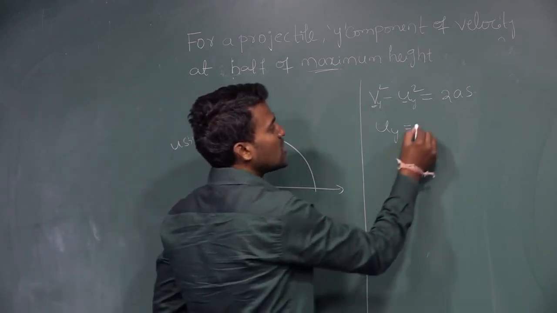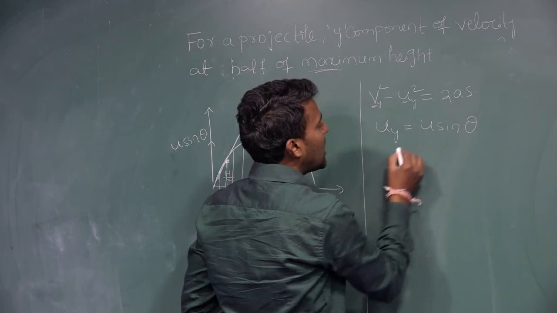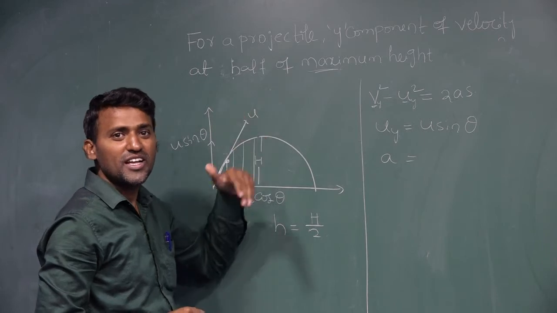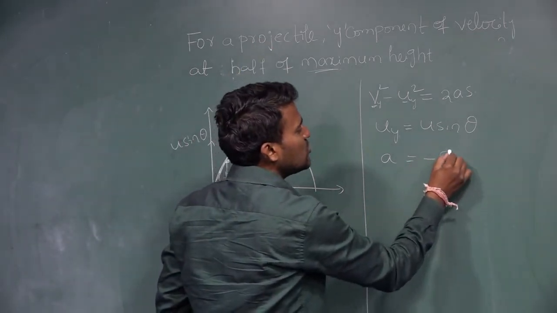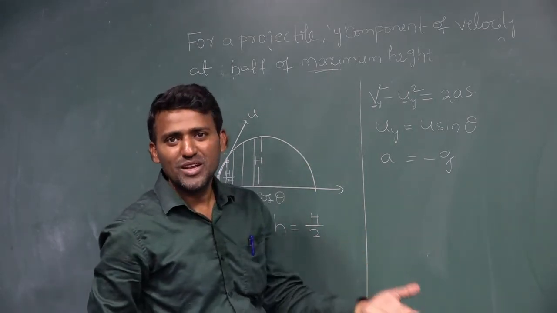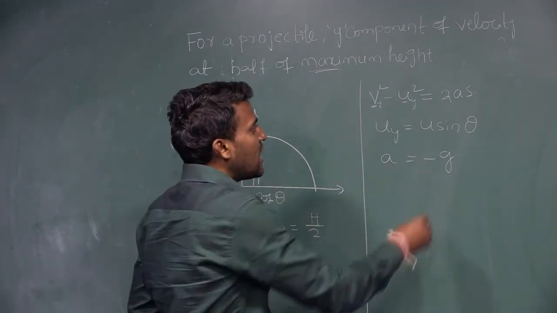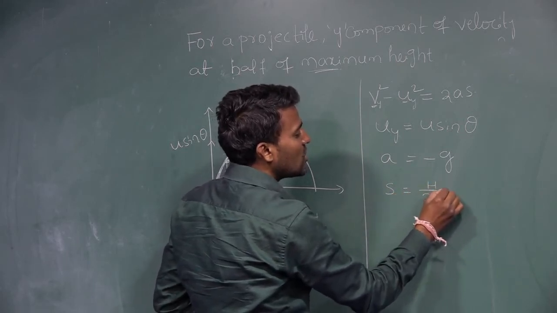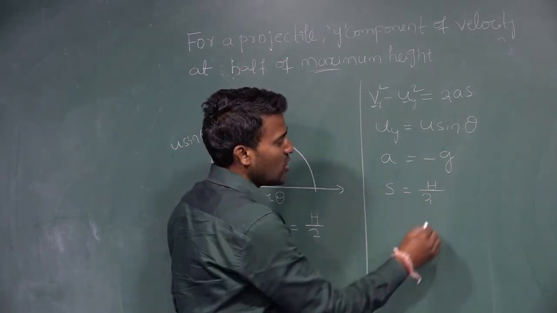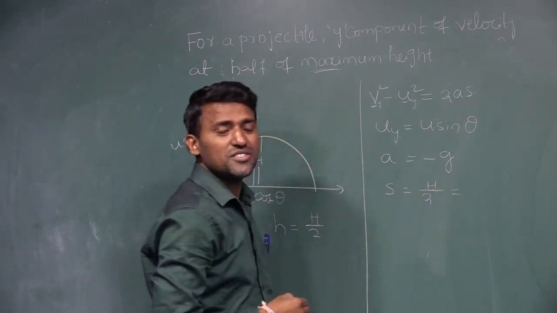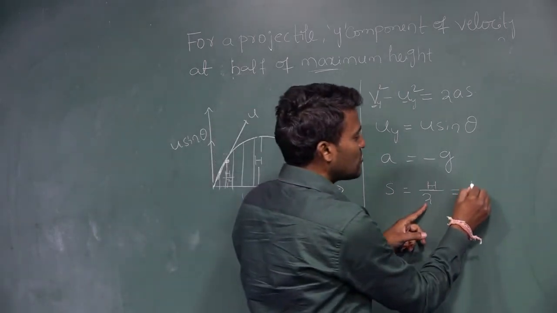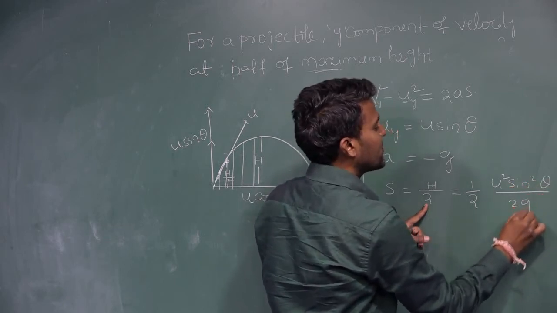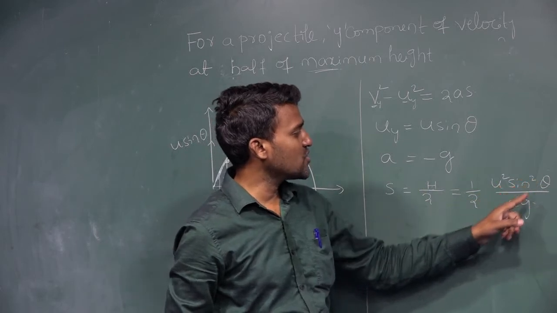So uy is equal to u sin theta, and the acceleration a: the object is going vertically upward, so a is equal to minus g. Falling downward it is plus g, going upward it is minus g. And s is given very clearly as half of the maximum height, so s is equal to h by 2. Now I want to write what h is. We know the formula: h is equal to u square sin square theta divided by 2g.